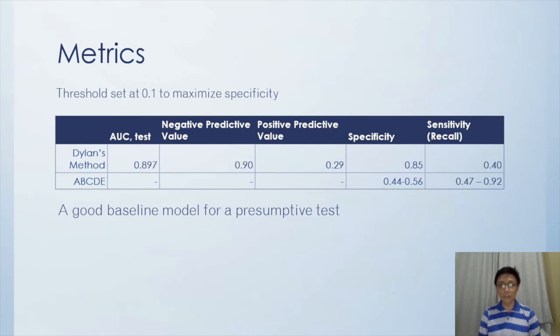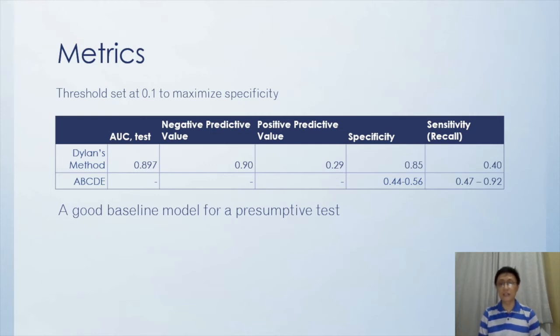Specificity, or the percentage of healthy people that are correctly identified as such, is 0.85. Sensitivity for the malignant class is 0.4. For this one, we have compared it with the ABCDE method that I've explained a while ago. And so far, we only have specificity and sensitivity metrics.